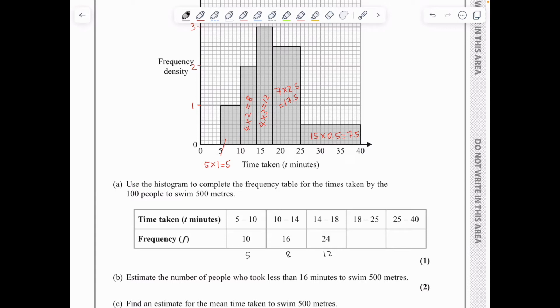Proceeding for the 18 to 25, we had an area of 17.5. If I multiply this by 2, I get 35. So that's the frequency. And for the last class, it's an area of 7.5. Multiply that by 2, you get 15. So the frequency for the 25 to 40 class is 15.